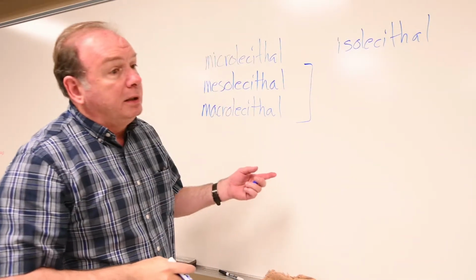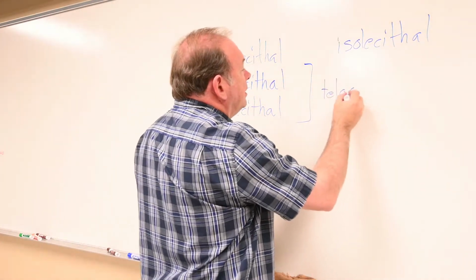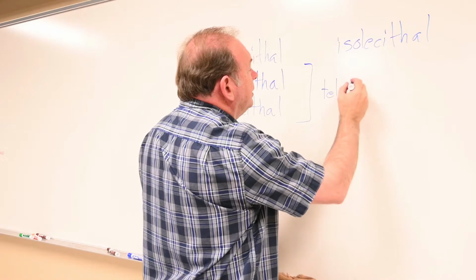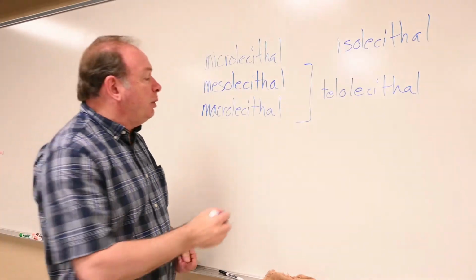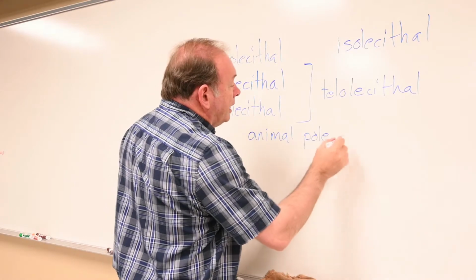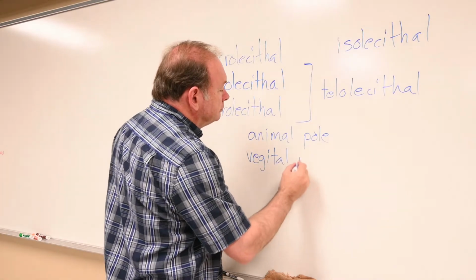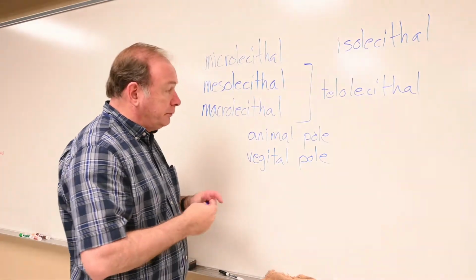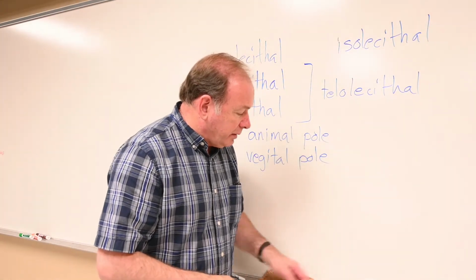So rather than being isolecithal, these are telolecithal. Telolecithal means that it's polarized. There's an animal pole. It contains the nucleus, and then there's a vegetal pole. They contain the yolk nutrient. Now let me kind of illustrate what that would look like.